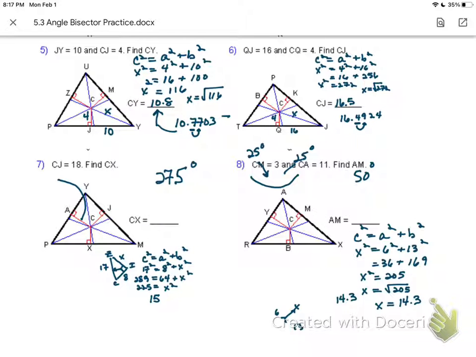Okay, so that completes this angle bisector practice. What you're going to do is do the mock quiz for homework. We are planning on having a quiz on this next class, but I will first go over the mock quiz with you before we take that.